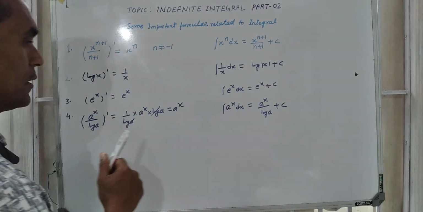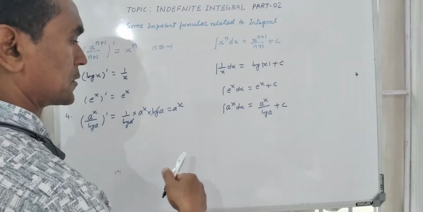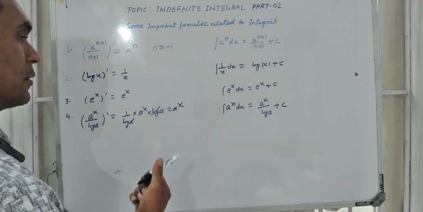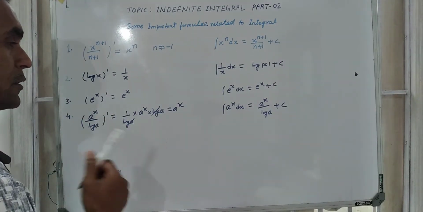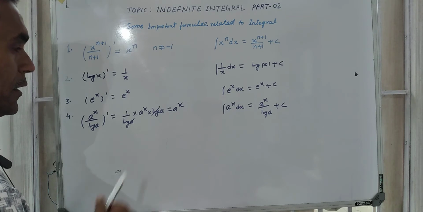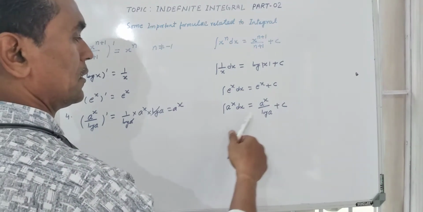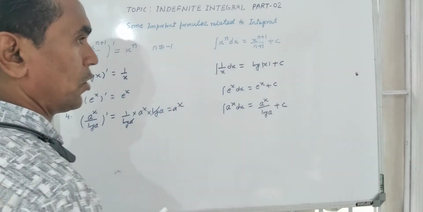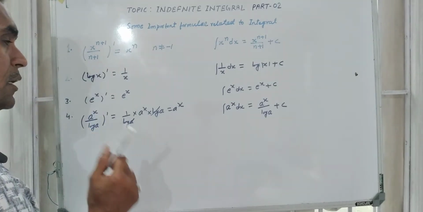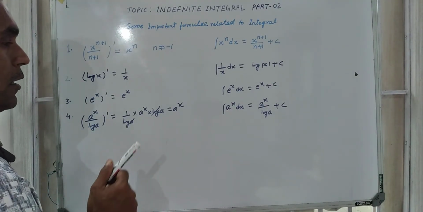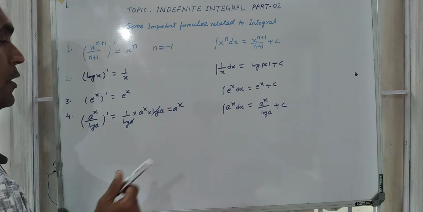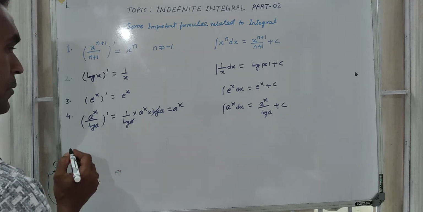So in derivative, derivative of a to the power x is a to the power x into log a. In integral, a to the power x by log a. It means in derivative we multiply by log a, and in integral we divide by log a.